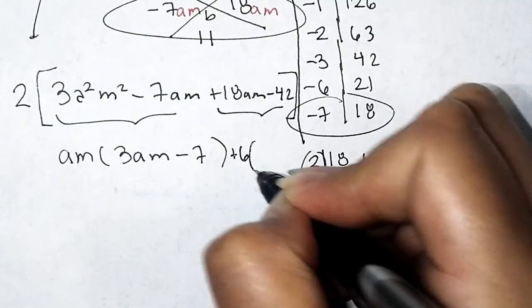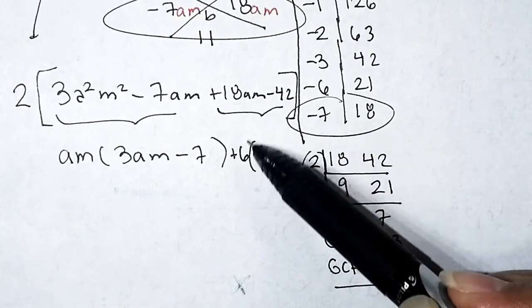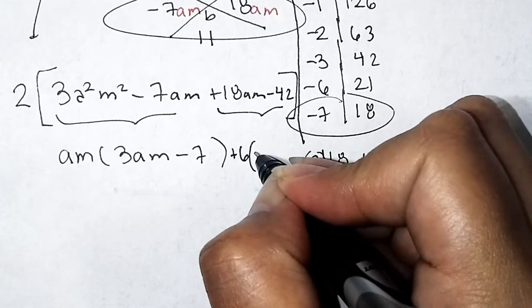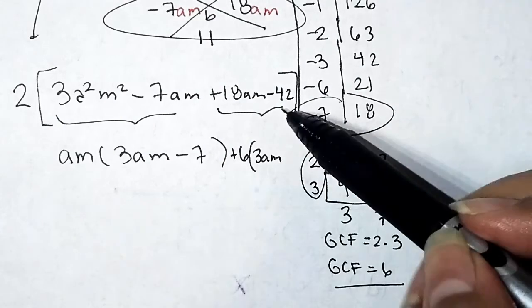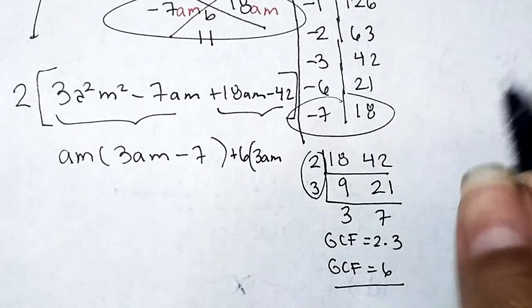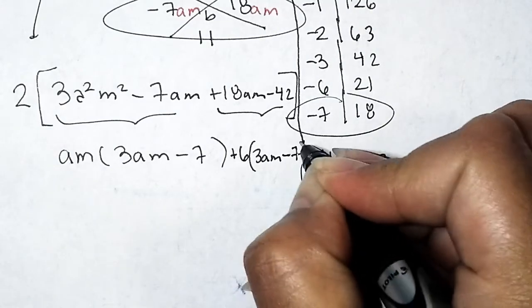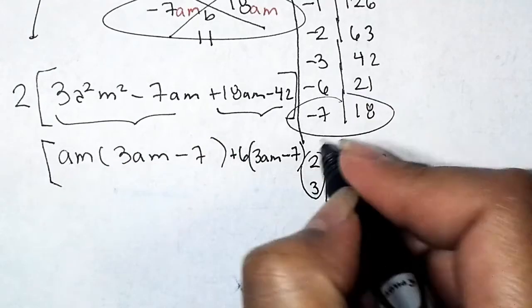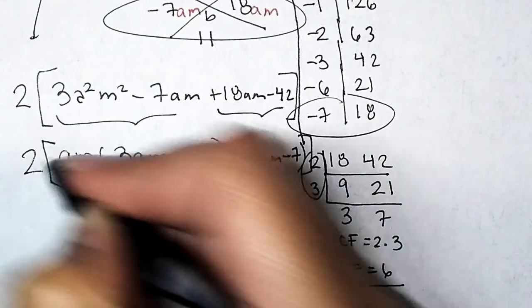I'm running out of space. First term over common factor, 18am over 6 will leave us with 3am. Second term over common factor, -42 over 6 will leave us with -7. Cool. Alright, so let's do this. Let me go ahead and bring down the GCF that we had to begin with.